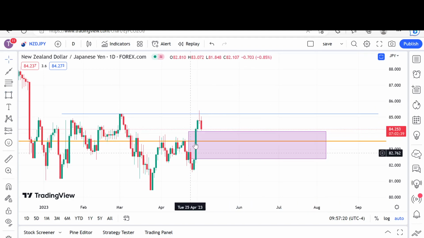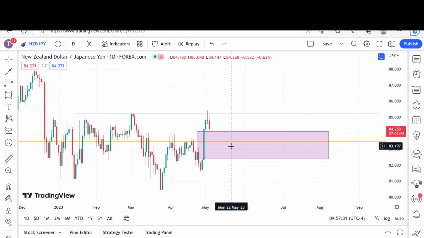Because this portion of price action right here was not efficiently delivered. It's an imbalance. Price doesn't like to leave areas on the chart like that. It wants to rebalance that price action. All right, so far, what have we concluded?